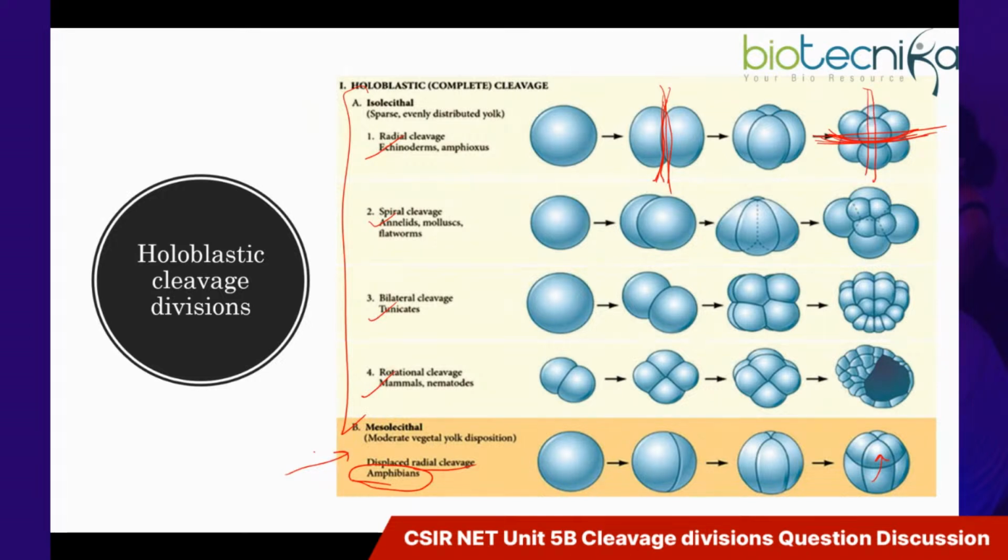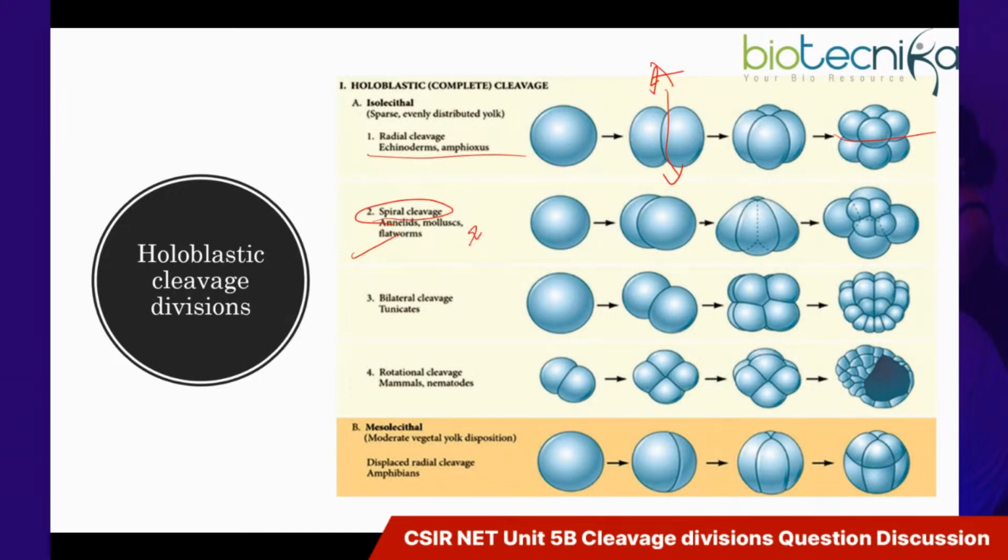So this is the animal pole, this is the vegetal pole. If it is parallel to that axis, it will be called meridional. If it is perpendicular to that, it will be called equatorial. This happens in echinoderms and amphioxus. Whereas you have the spiral cleavage, examples are annelid, mollusk, and flatworm.